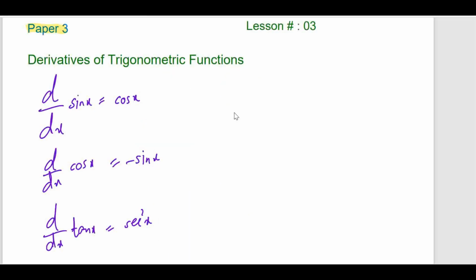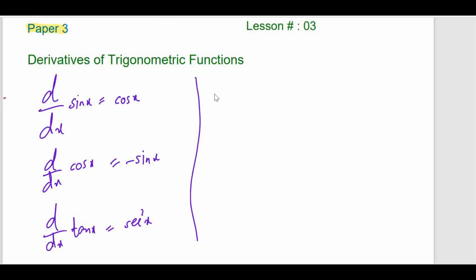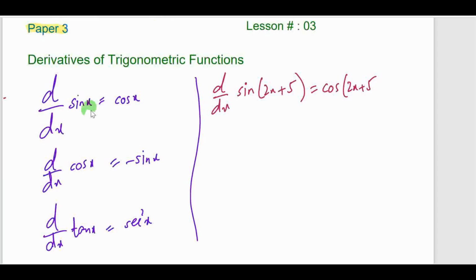Now, let's say we have a question. Let's say if we have an expression like d by dx of sin(2x + 5). Now how to find this one? So this will be equal to, the derivative of sine is cos, so this will be cos(2x + 5). Here we can see that if we compare it with this one, our x will be 2x + 5. That is why we have to write it over here.